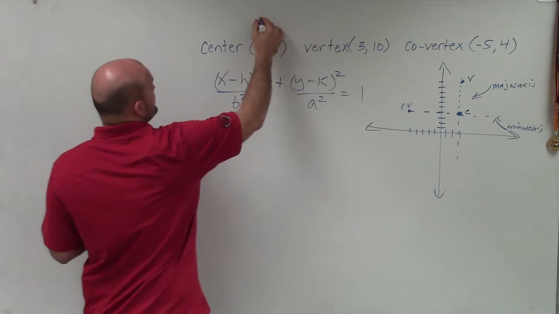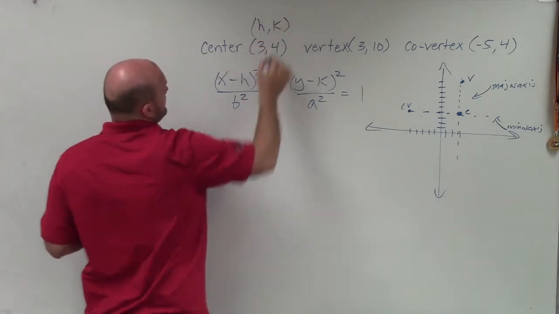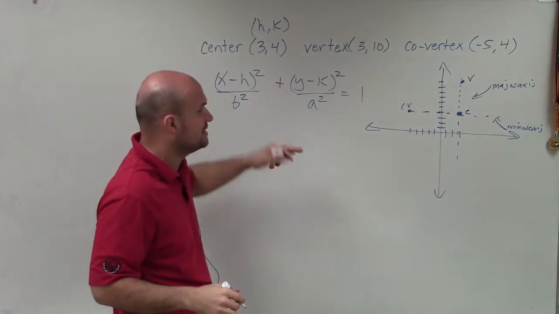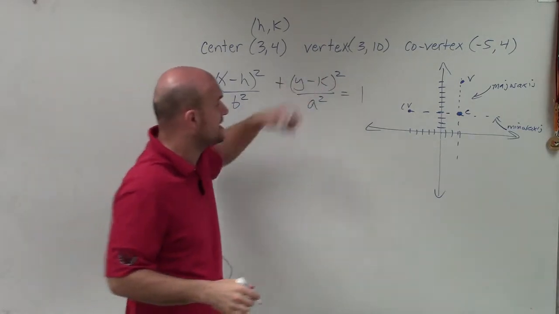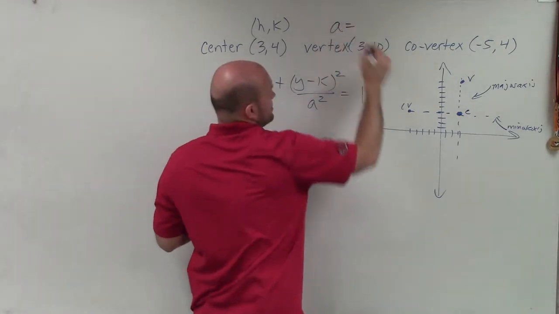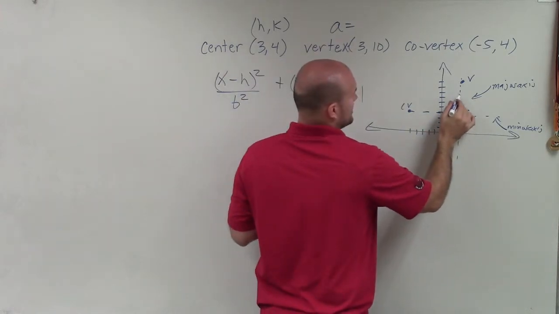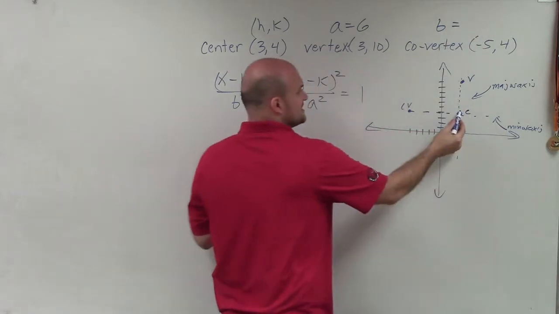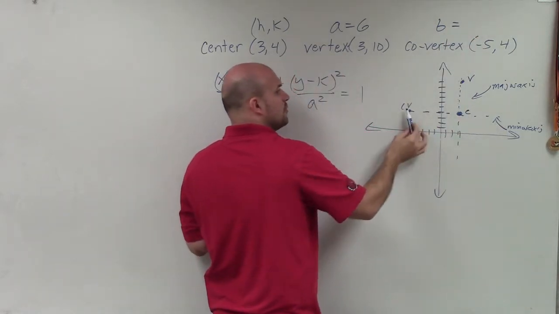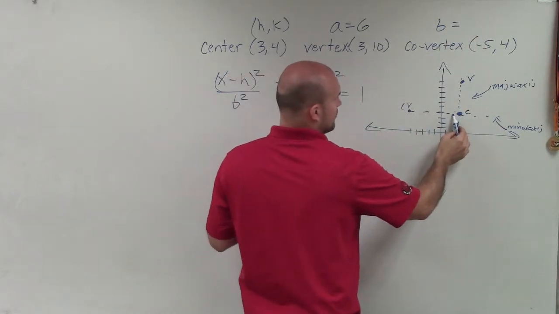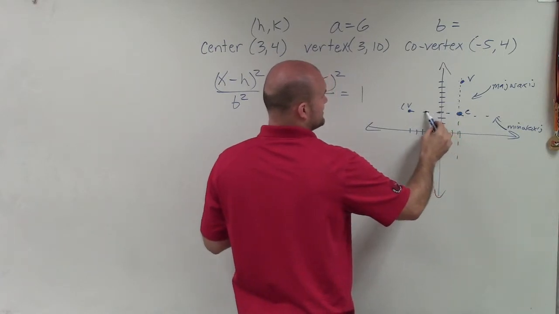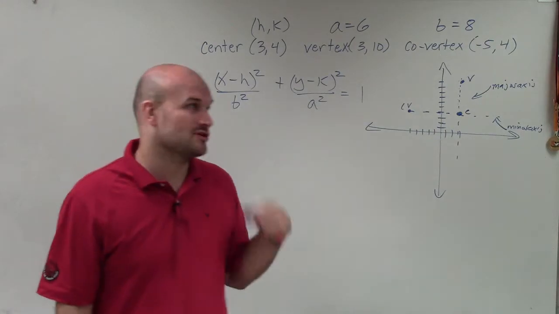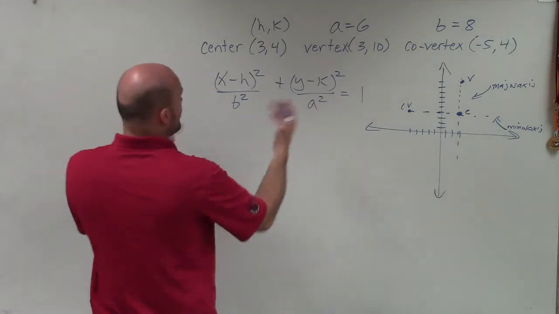Now remember, our center is in the form (h, k). And the distance from the center to my vertex is going to be a. So a is going to be 1, 2, 3, 4, 5, 6. And then b is equal to the distance from my center to one of my co-vertices, which is 1, 2, 3, 4, 5, 6, 7, 8. And obviously, you could just use some algebra and subtract those if you'd like to. But now I know all my information.